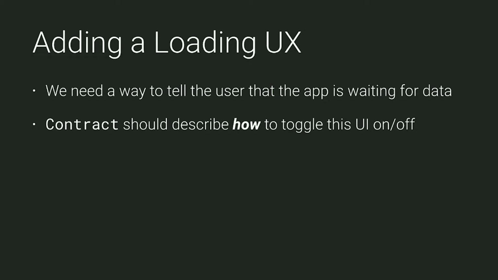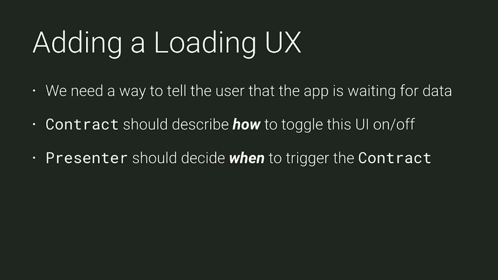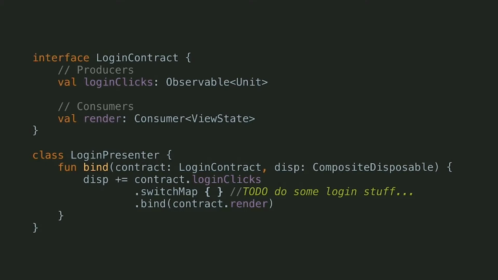So the first thing to do when we want to add this loading UX is to describe how the loading UX works. And this is what we are going to put inside the contract, since the contract defines our interaction between presenter and the user. Second, we need to put the actual business logic, and that's the presenter's responsibility. So we need to have the presenter describe the when. So when is that piece of logic from the contract used inside our business logic? So going back to our initial code, we have the contract and the presenter.